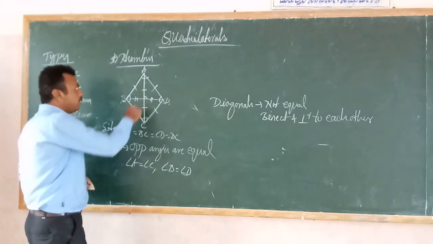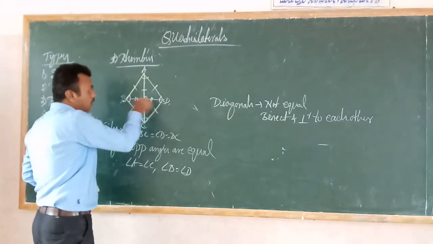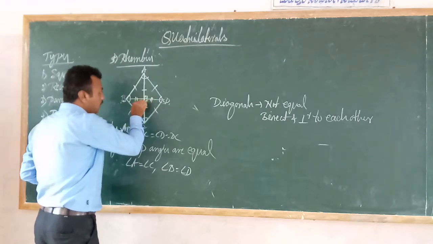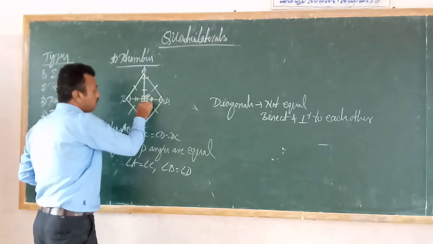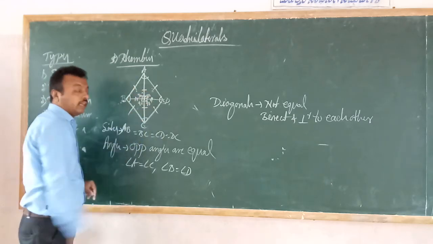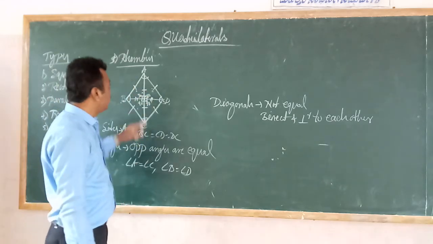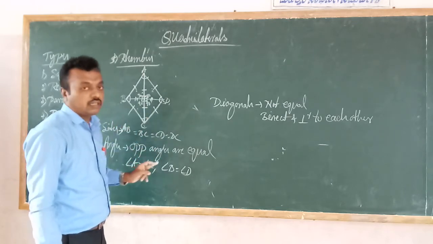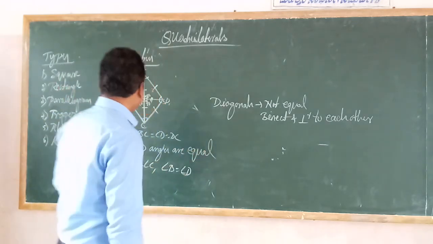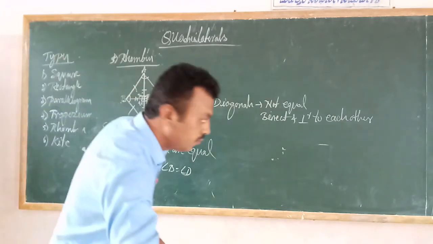And then these two diagonals are perpendicular to each other. At this intersection point, each angle becomes 90 degrees, and each triangle is a right angle triangle. That's why the diagonals bisect each other and are also perpendicular to each other. Have you understood? So next, go to the last concept, kite.